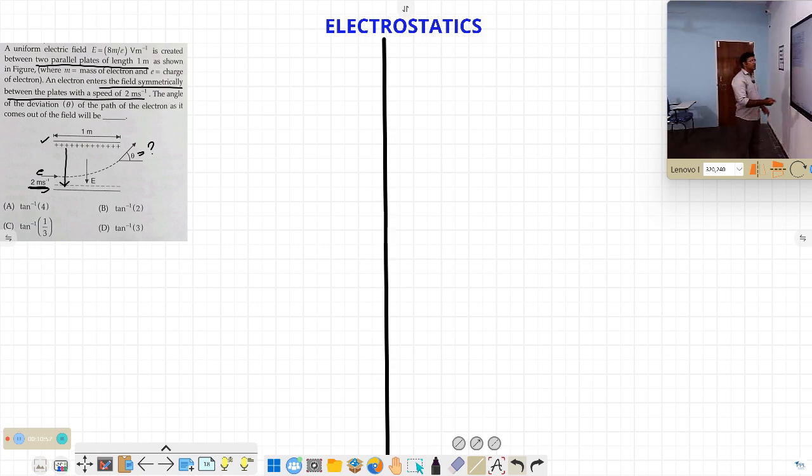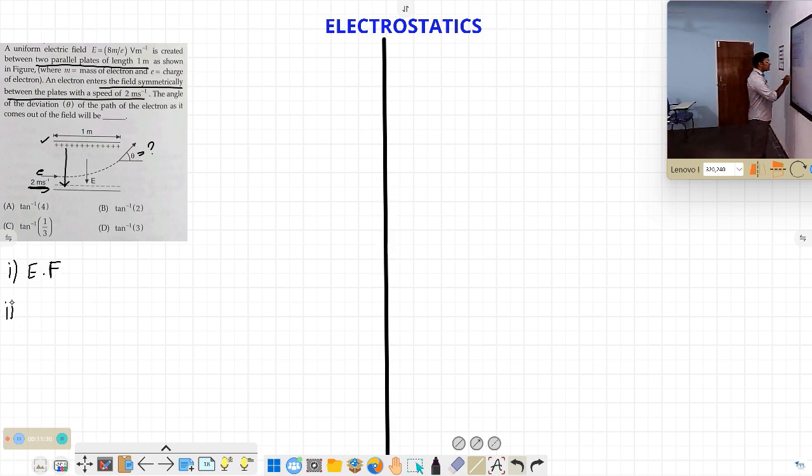First, here three concepts you need to understand. First one, whenever any charge enters into the electric field, what happens? It experiences a force. Due to that force, what is the path of the charge? Whenever the charge enters into any electric field, the path of the charge is always a parabolic path. So you can apply the parabolic equations to solve the problem. This is the first concept, that means here it experiences a force.